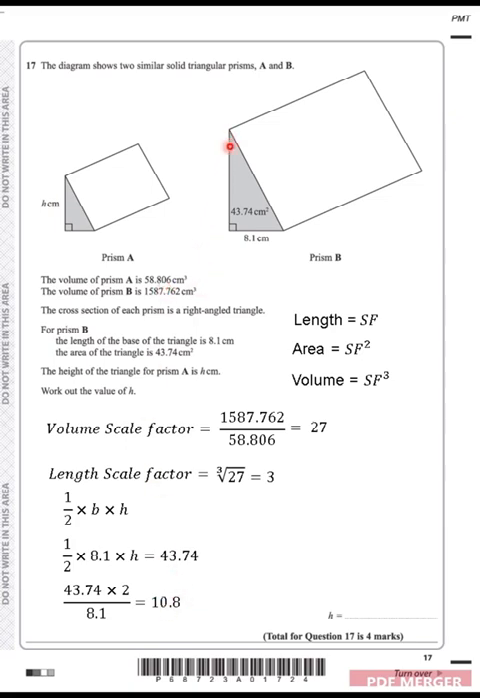So this height is equal to 10.8, and this height we don't know. But the good news is we do know the scale factor, which is 3. That's the length scale factor. So we need to convert. So we need to divide 10.8 by 3. This is equal to 3.6. So the final answer for h is equal to 3.6 centimeters.